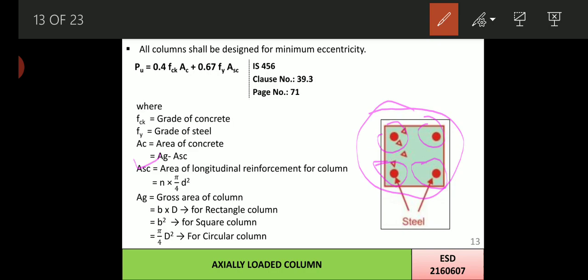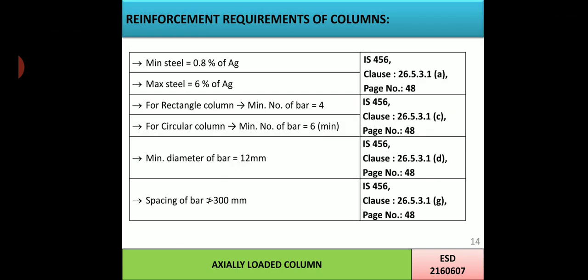As we said, Asc is the area of the reinforcement, and as the reinforcement is of circular section, its area will be n times pi by 4 d square, while n indicates the number of reinforcement bars. And Ag varies as per the different sections. For example, for a square column, Ag is B square, for a rectangular column, Ag is B cross D, while for a circular column, Ag equals pi by 4 D square. Now, reinforcement requirement for column.